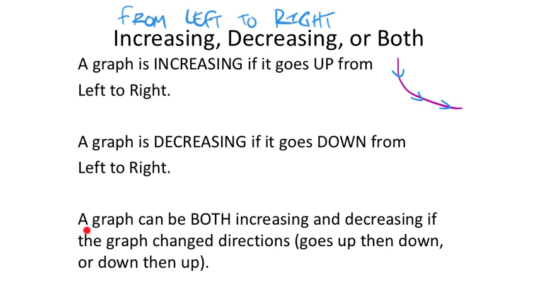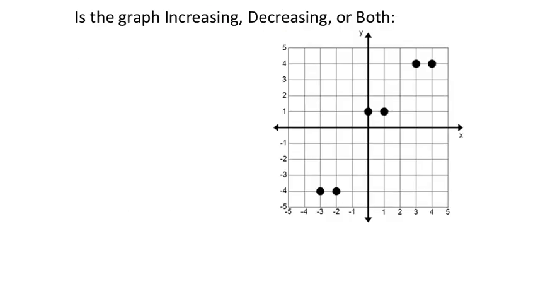Now, the other thing we'll see is that some graphs both increase and decrease, meaning that sometimes they go up and then they'll change directions and go down. Sometimes they'll go down and then they'll change directions and go up. Doesn't matter which one it is. As long as we see a graph that changes direction upwards and downwards, then we know that it can be both. So if a graph is increasing, decreasing, or both, that's what we want to know on this one.